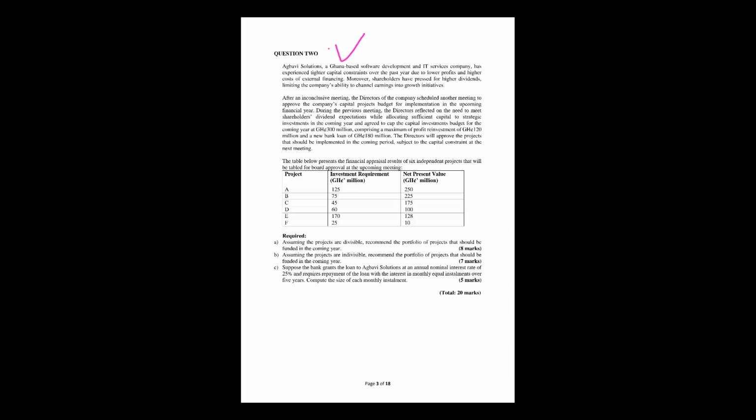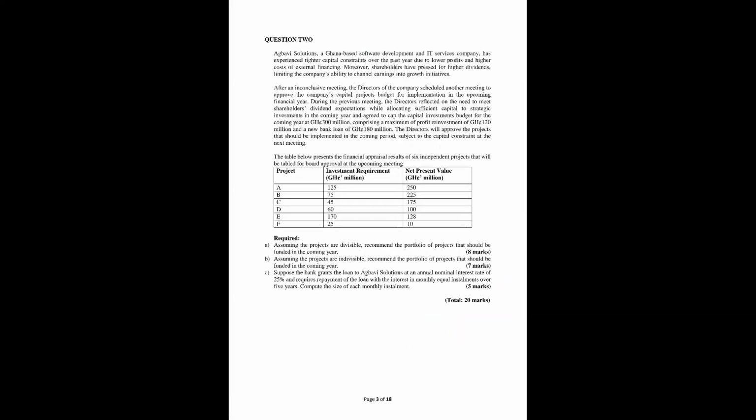So assuming the projects are divisible and indivisible, recommend a portfolio of projects that should be funded in the coming year. And the C is 5 marks. They took it from time value of money. Time value of money, amortization. Suppose the bank grants the loan. Annual nominal interest rate is this. Compute the size of each monthly installment. So here it was amortization. So after that, you have to draw the table. Very good. So that is the whole concept.